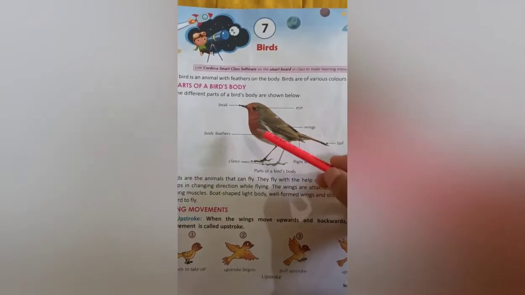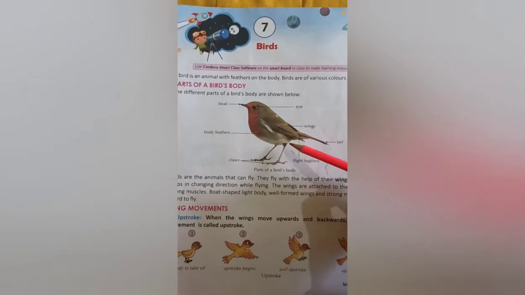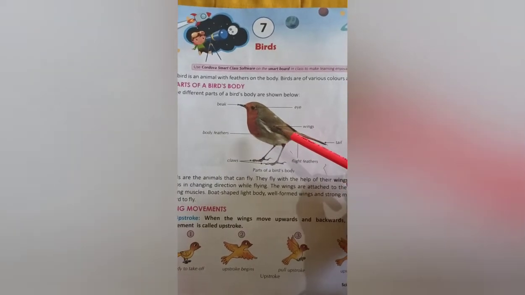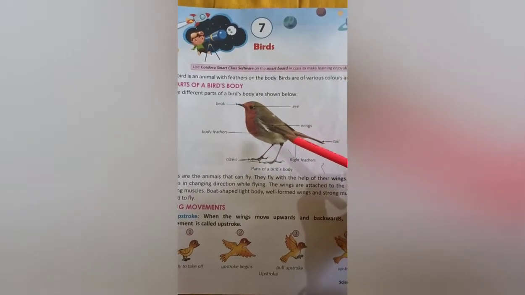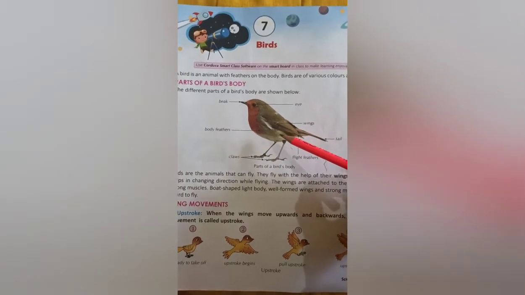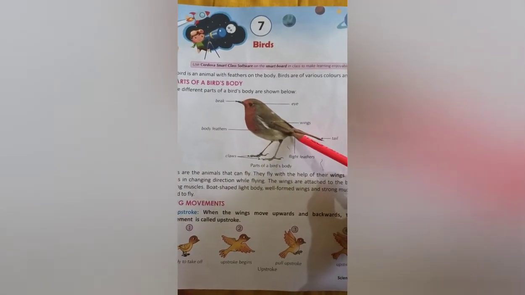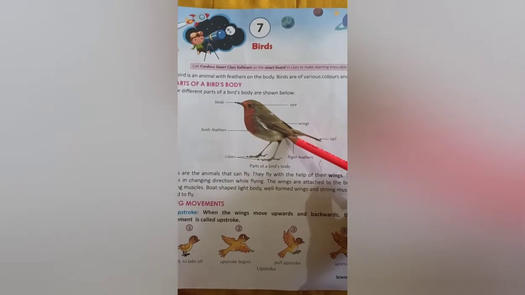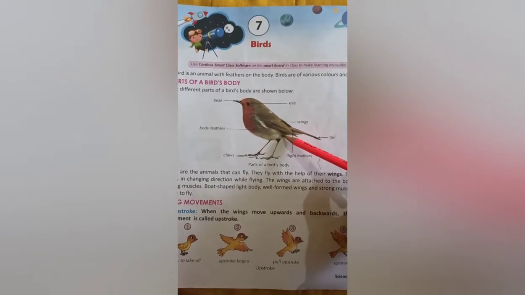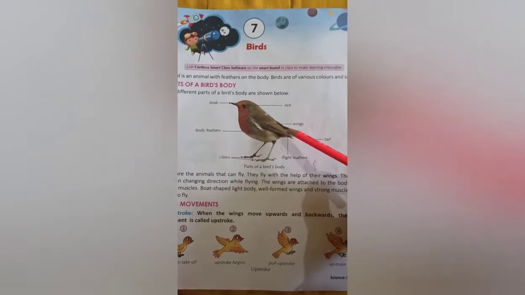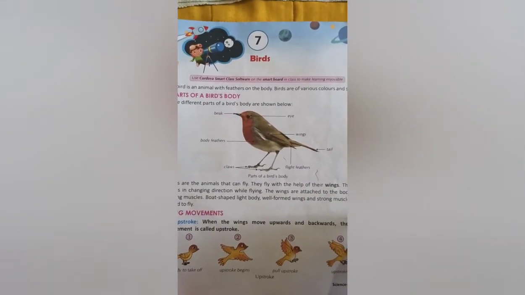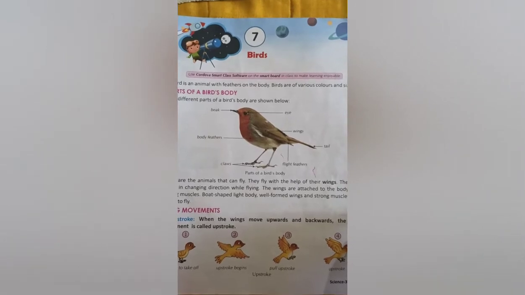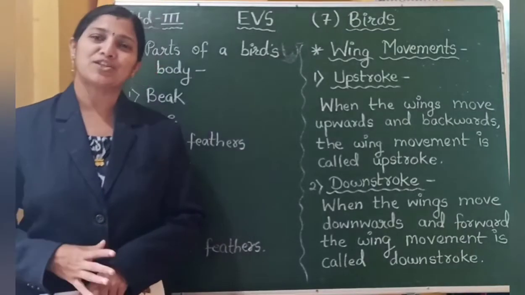So the shape of the bird is like a boat. This boat shaped body of the bird is very light. It is not very heavy. It is very light, and the wings which it has help the bird to soar high or fly into the sky. The well-formed wings and strong muscles help the bird to fly high into the sky.